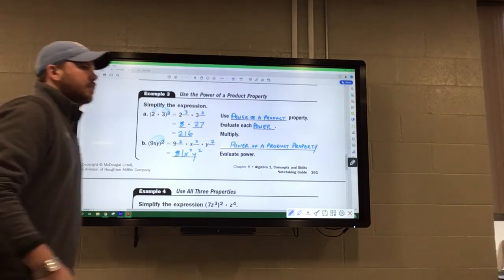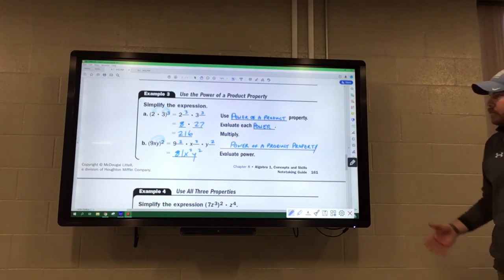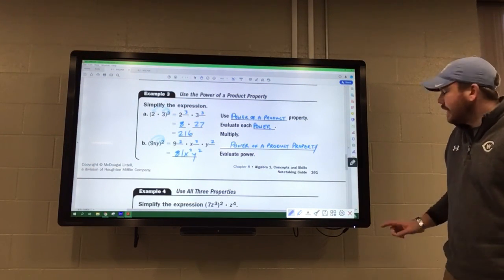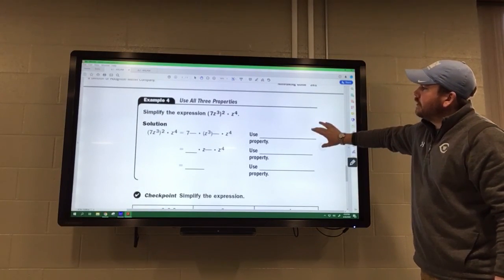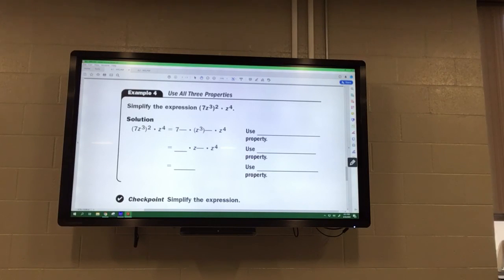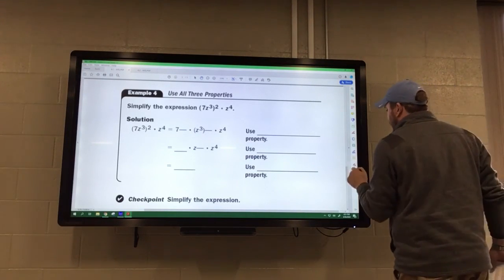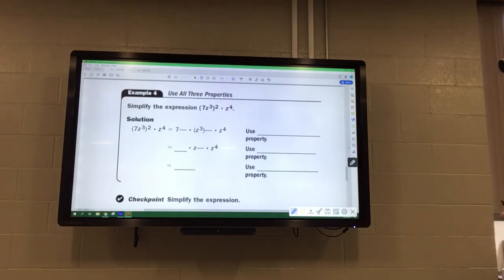Now, we are going to have problems where you need to use more than one property at a time. Let's look at an example of that. Example 4 here. We want to simplify the expression 7z cubed squared times z to the 4th. All right, let's break this up a little bit. Let's simplify a little bit. It looks really big and scary, but we can handle this, all right?